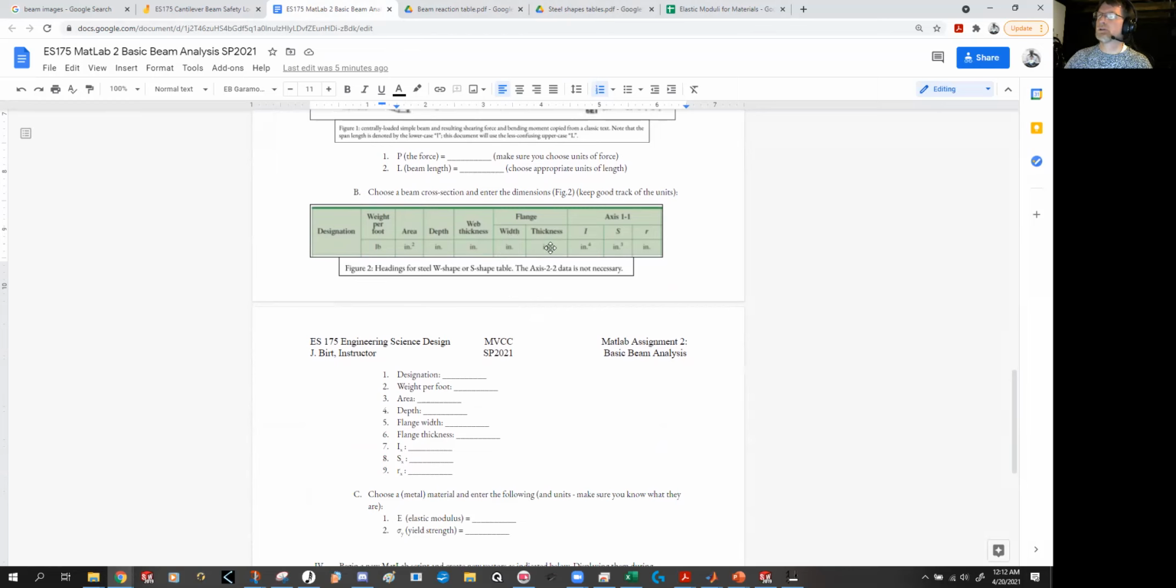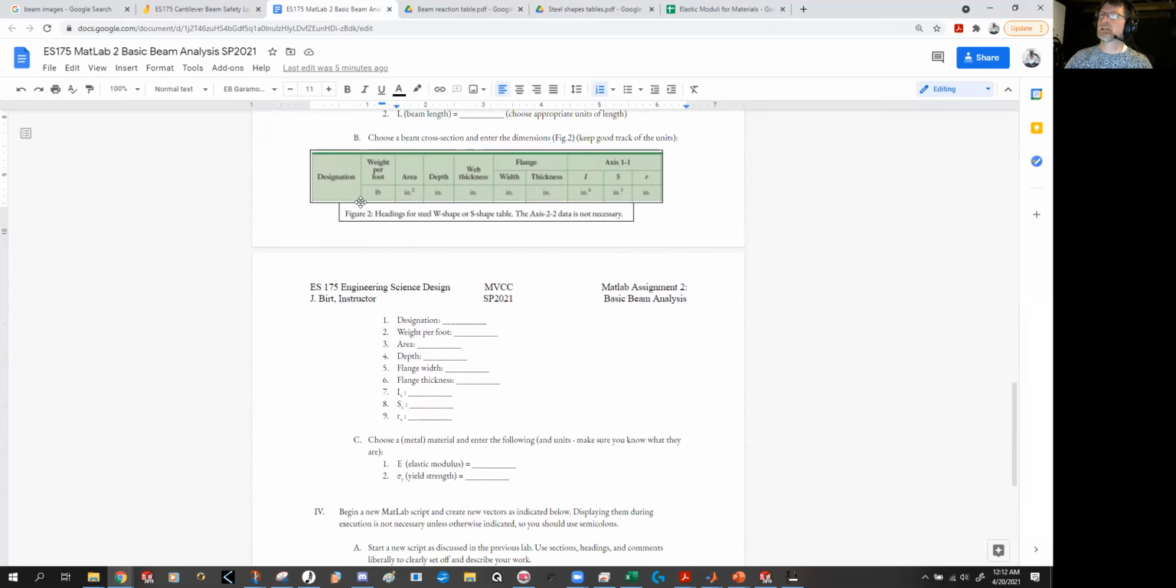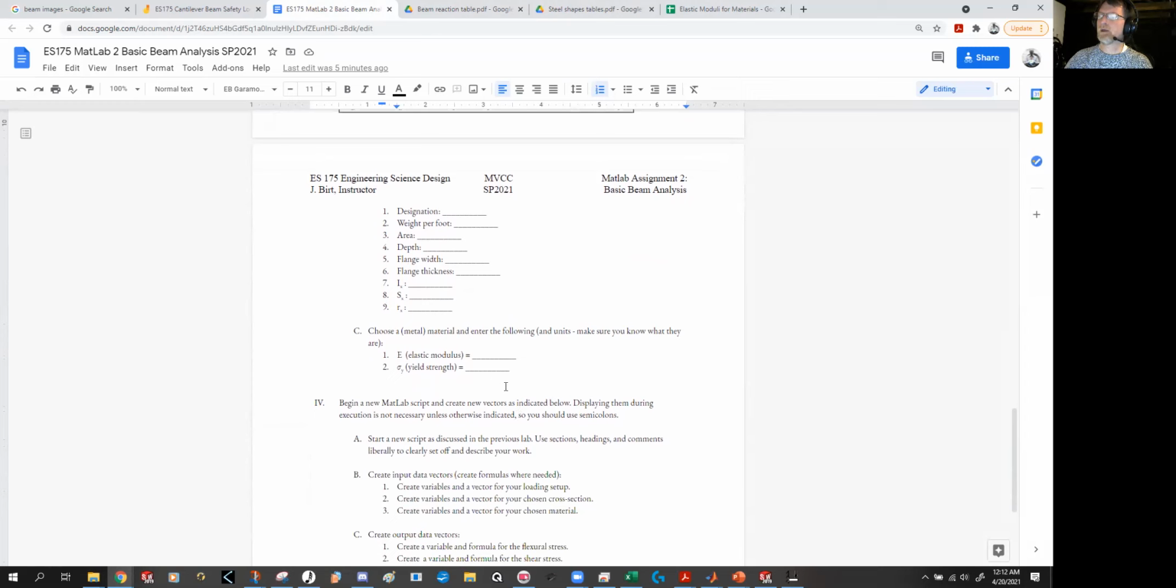Okay, so there's a bunch of different things here. The designation, weight per foot, area, and so on and so forth. Just write those things down, whatever. And then choose a metal material. I am going to go through and use one of my favorite materials, and you're not going to use that material. So you get to choose your very, very own.